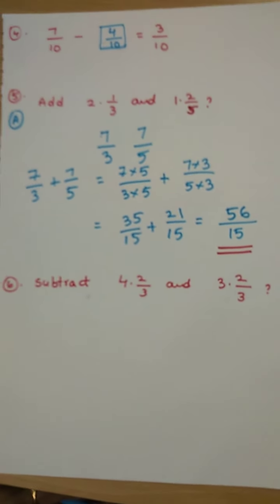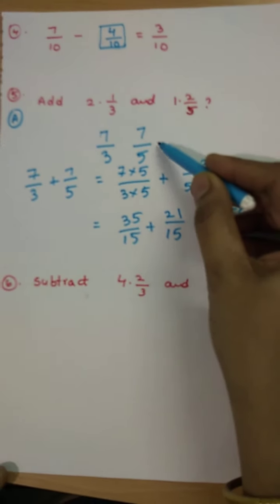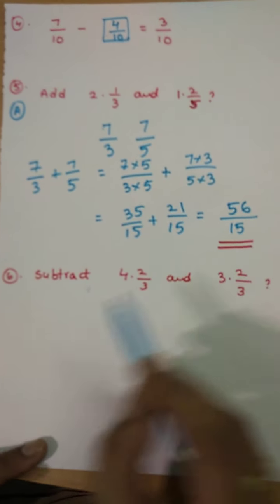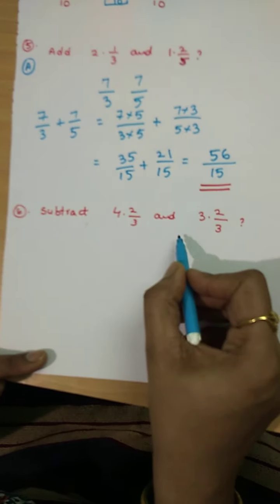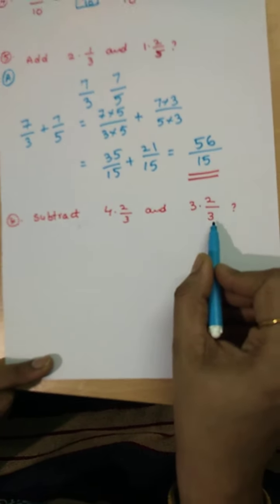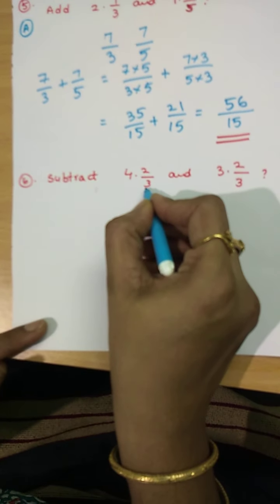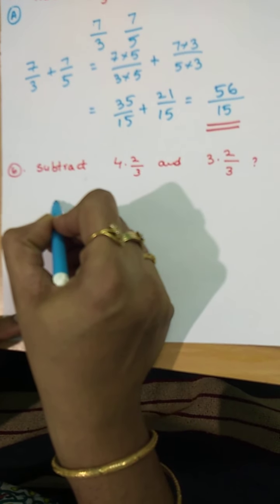First I have changed the mixed fractions into fractions. After that, unlike fractions into like fractions, and then I have added the fractions. One more example I will explain: 4 into 2 by 3 and 3 into 2 by 3. Here these are mixed fractions. Now I am going to change these mixed fractions into improper fractions. 4 into 3, 12 plus 2, 14.